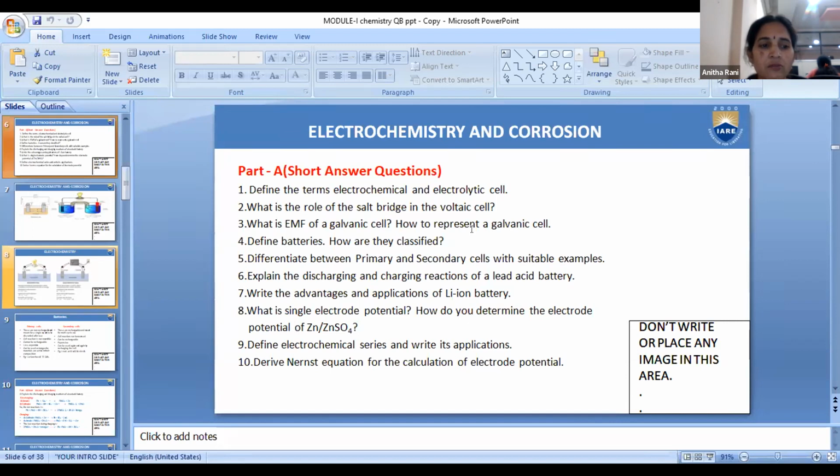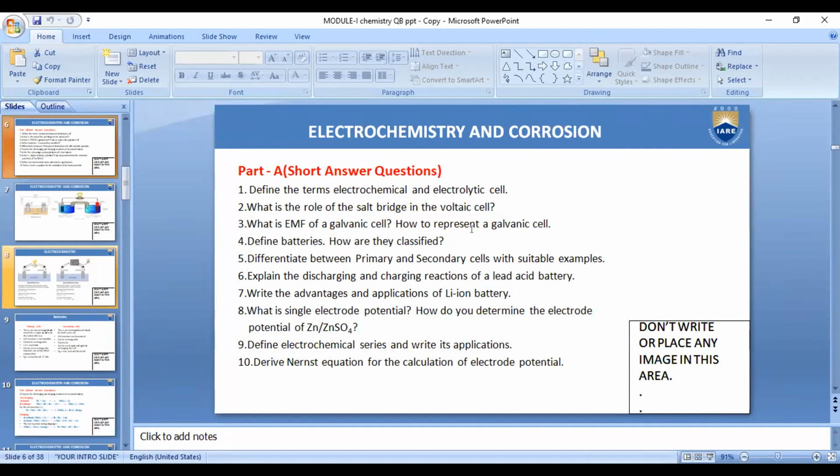Representation of a cell. Anode, which side will you write? Left side. Cathode, right side. At the anode, what have we taken? Zinc electrode in zinc sulfate. How will you write? First will you write electrolyte or electrode? Electrode you will write first. Zinc electrode, then electrolyte.